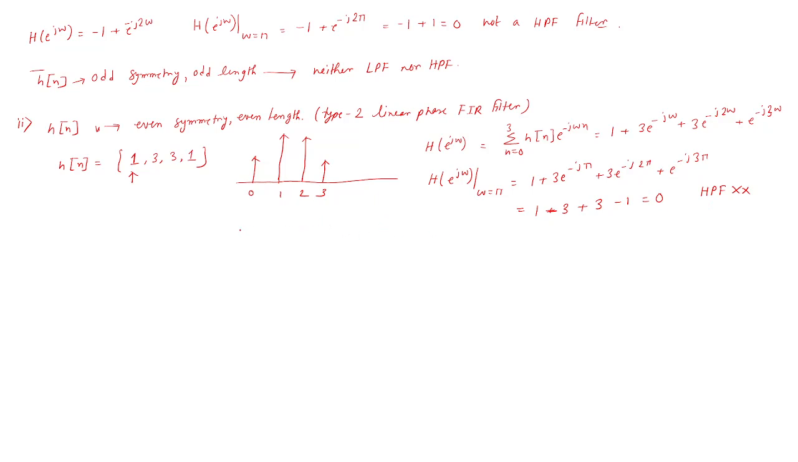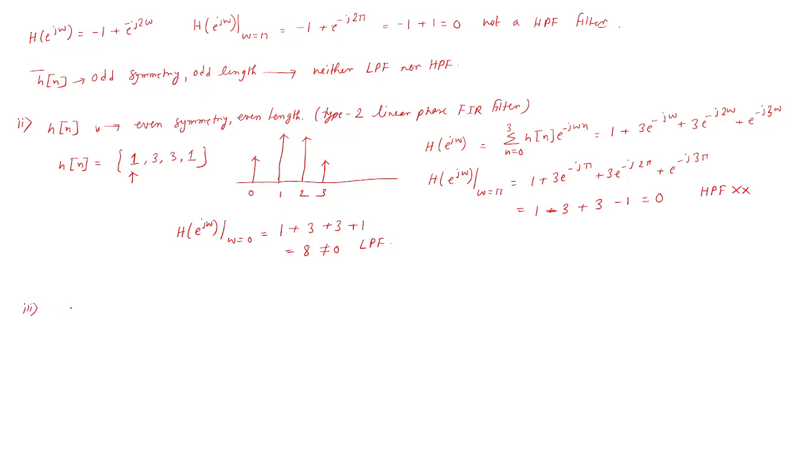Let us check whether it's low pass also. The value at omega equal to 0 becomes 1 plus 3 plus 3 plus 1, that is 8, therefore not equal to 0. So it's a low pass filter. Although it's not a high pass filter, it's a low pass filter. So this filter doesn't satisfy the criteria of the filter in question, because it should be neither a low pass filter nor a high pass filter.